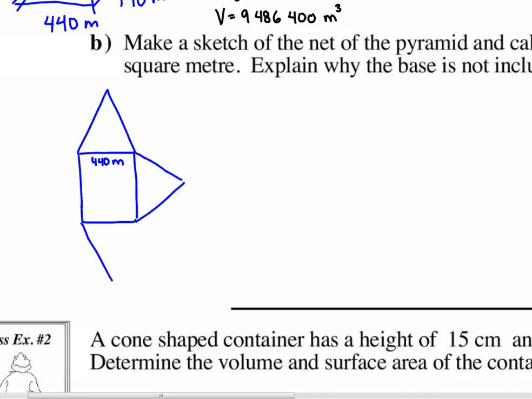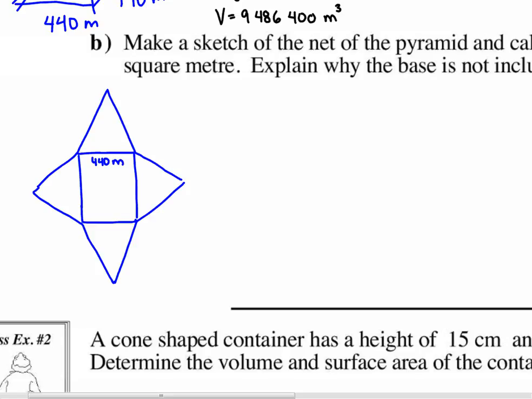Yes, because it's a square base. So because it's a square base, you're going to have 4 equal triangles. If it was a rectangular base, the opposite triangles would be equal. So you'd have 2 sets of equal triangles. Okay?